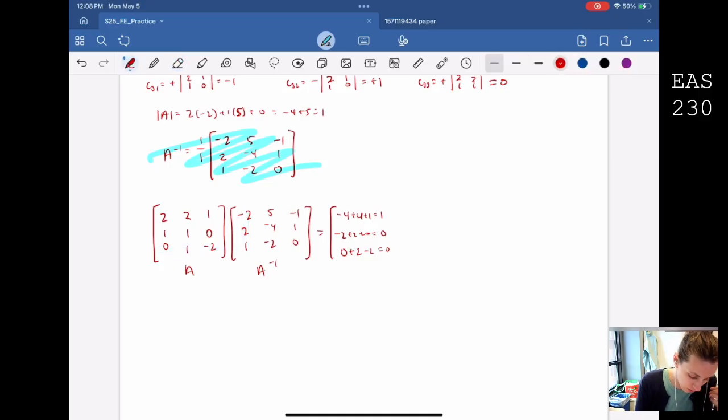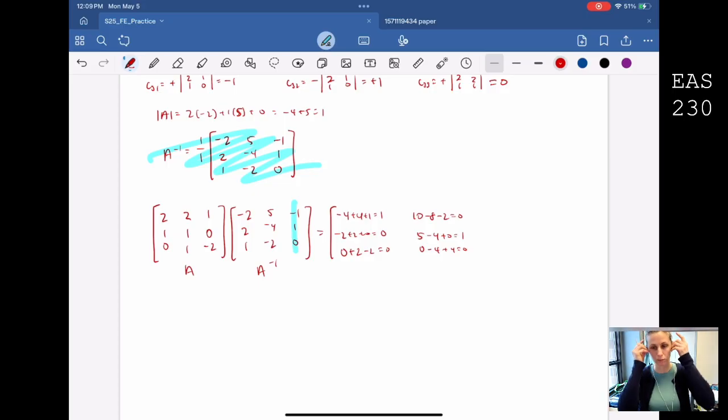Then I move into the next row in the next column. And so I'll just highlight the column. So I get 10 minus 8 minus 2, which gives me 0. 5 minus 4 plus 0 gives me 1. That's what I expected. 0 minus 4 plus 4 gives me 0. And then I move into the next row in the next column. Notice this is verify. You can't just write down identity. That doesn't show us that you know how to do the multiplication. So at minimum, do what I'm showing you here.